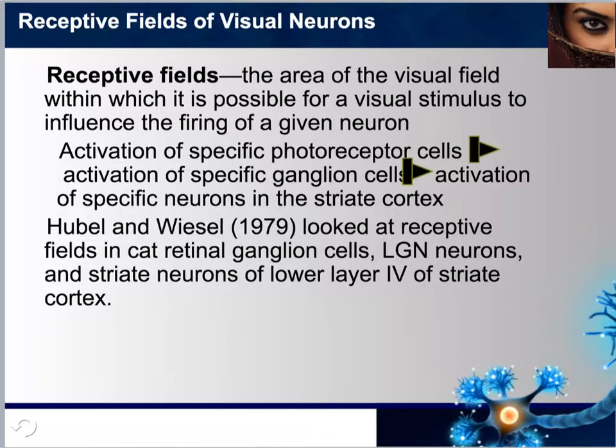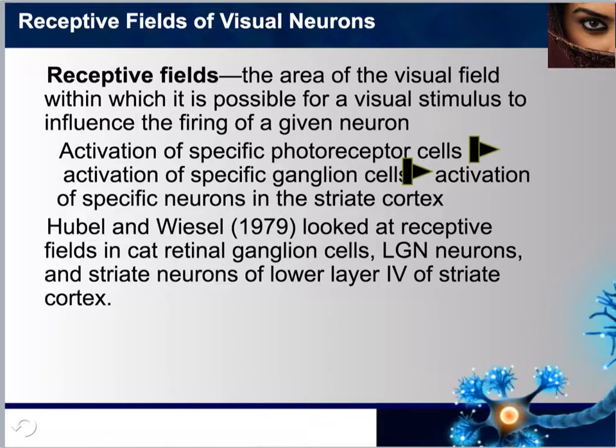The areas that become activated are what we call the receptive fields. This is the area of the visual field within which it is possible for a visual stimulus to influence the firing of a given neuron. Now, which neurons? It just depends if it's moving, if it's static, if it's color, if it's moving slowly. And if you're not familiar with this, please go back to our previous module where we spoke about retinotopy and the magno and parvocellular layers.